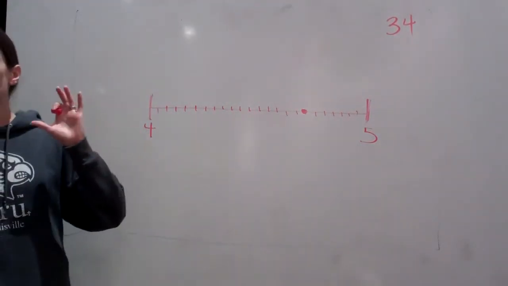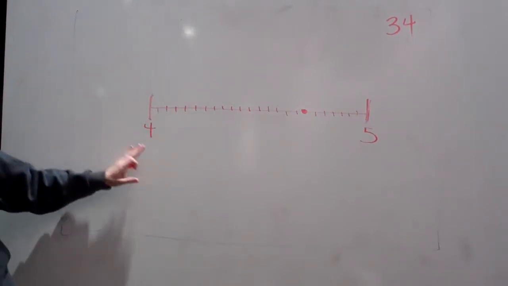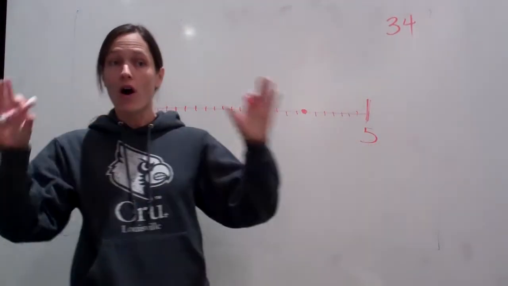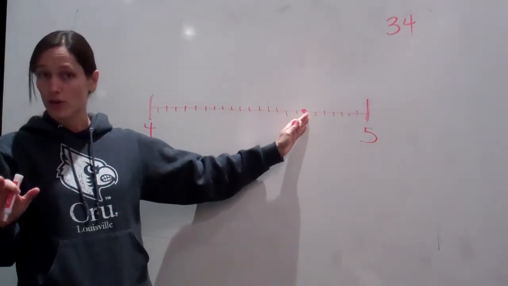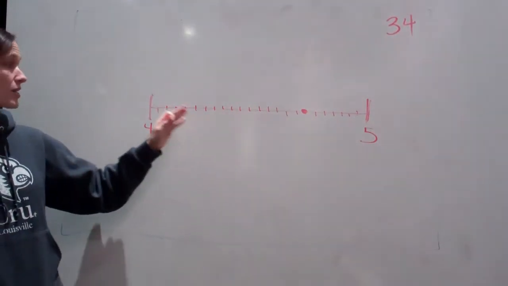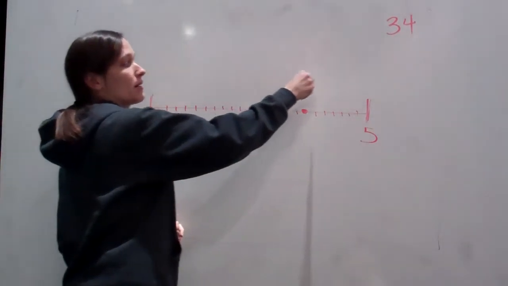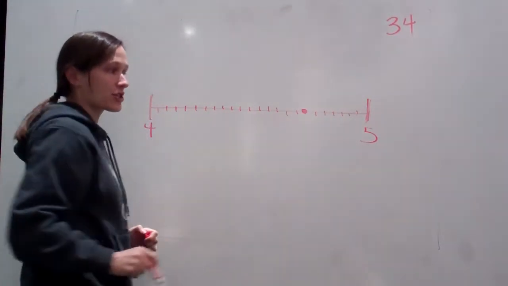So if you have 2 consecutive whole numbers, 4 and 5 on a number line, and you're trying to figure out a tick in the middle or a dot in the middle, what is that? You're going to count how many places are in between this and then ask yourself which one.